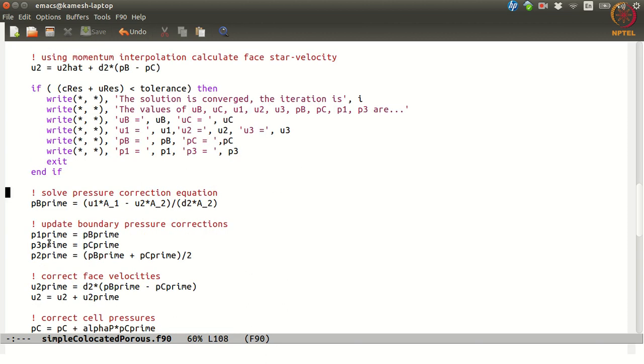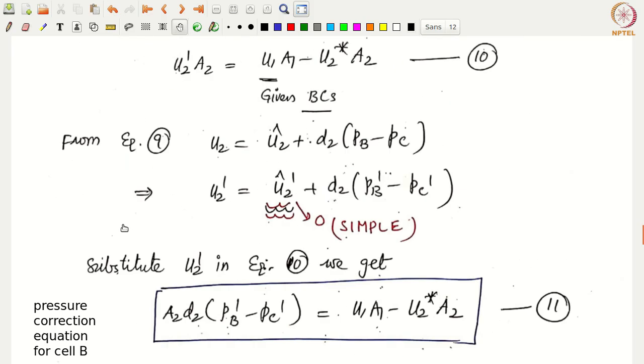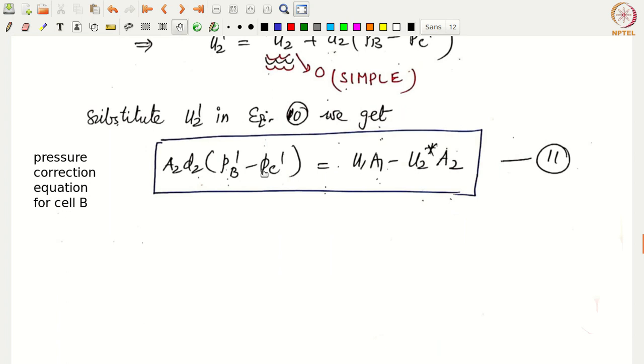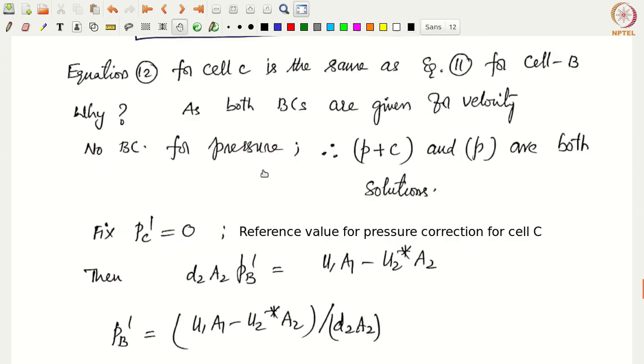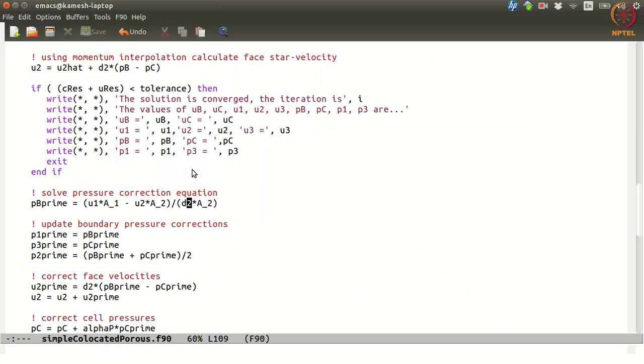So this is the pressure correction equation, that is PB prime equals (U1 A1 minus U2 star A2) divided by D2 A2, right? That's your pressure correction equation. If you remember, we already set PC prime equal to 0, which gave us this equation. This is PB prime equals (U1 A1 minus U2 star A2) by D2 A2. So that's the equation here.